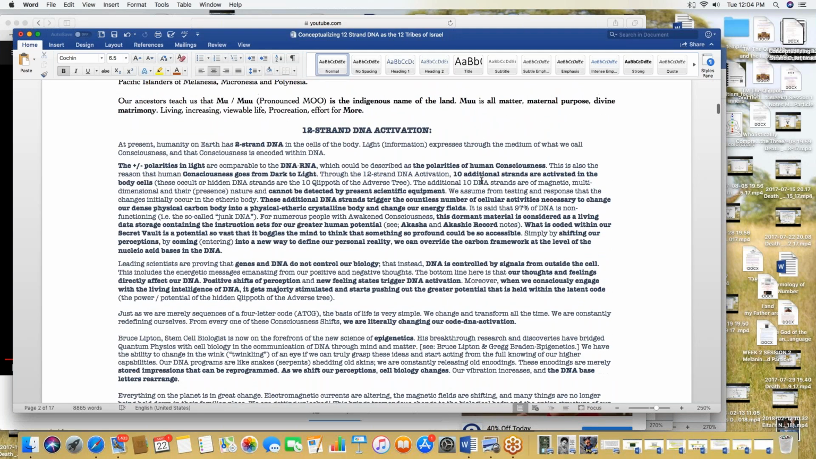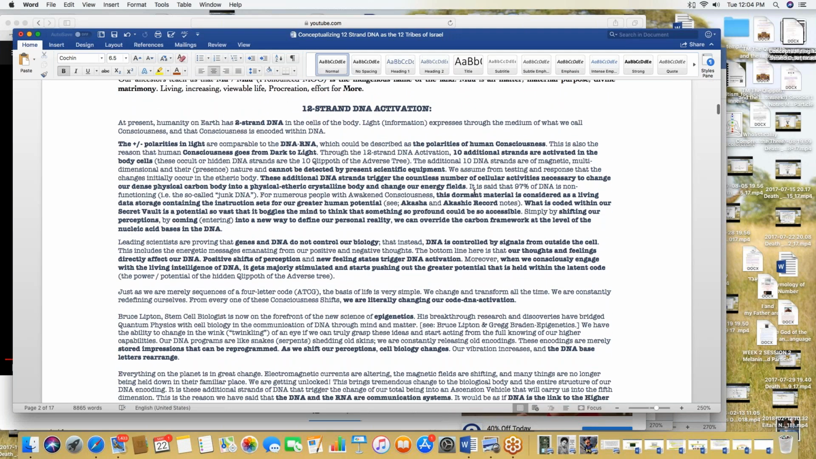I'm good. 12 strand DNA activation. At present, humanity on Earth, everything that we've ever learned in this commissary schooling education, we've got to discard because everything is in reverse. That's correct.